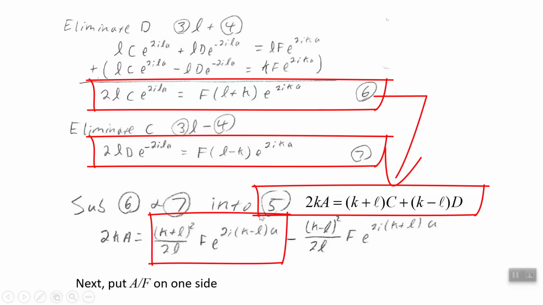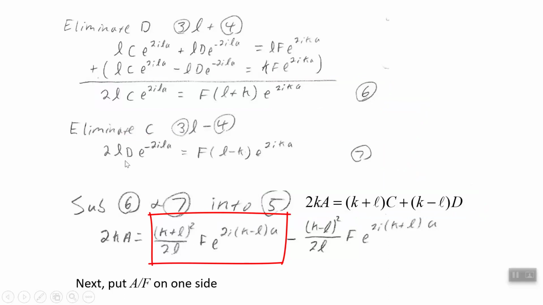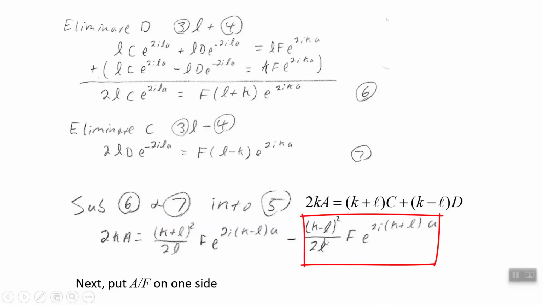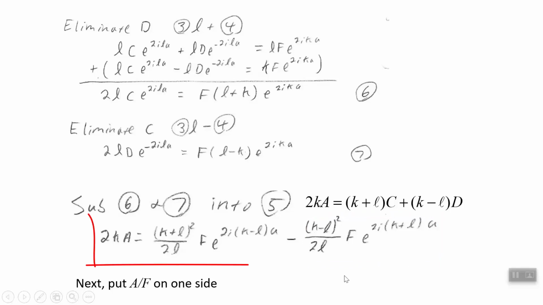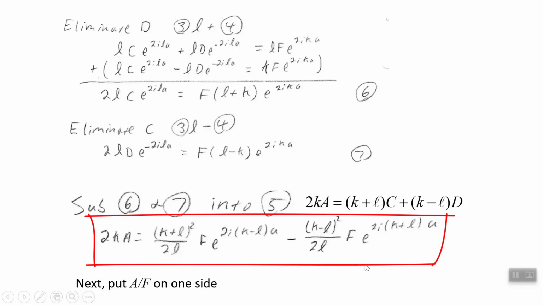This is c with an extra factor of k plus l. And then the same for d. Take equation 7, put d on the left side and everything else on the right side, and sub it in right there. And there's d with an extra factor of k minus l. That's the result of combining these three equations, 5, 6, and 7.